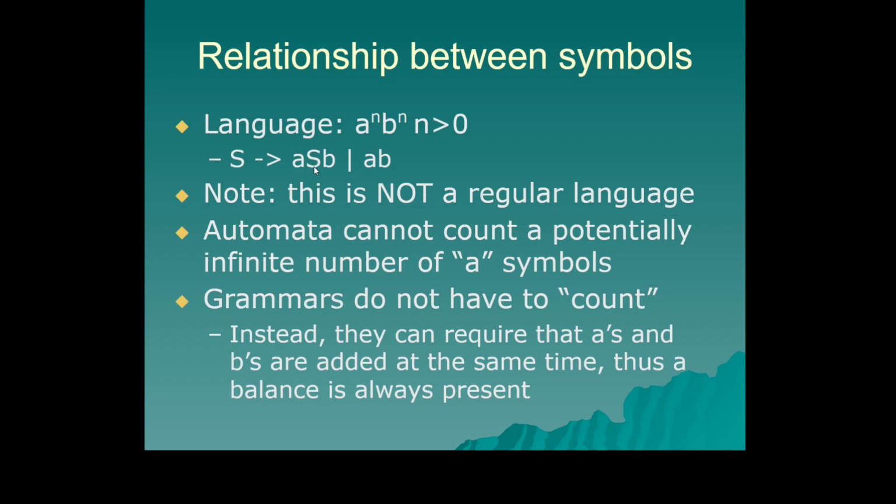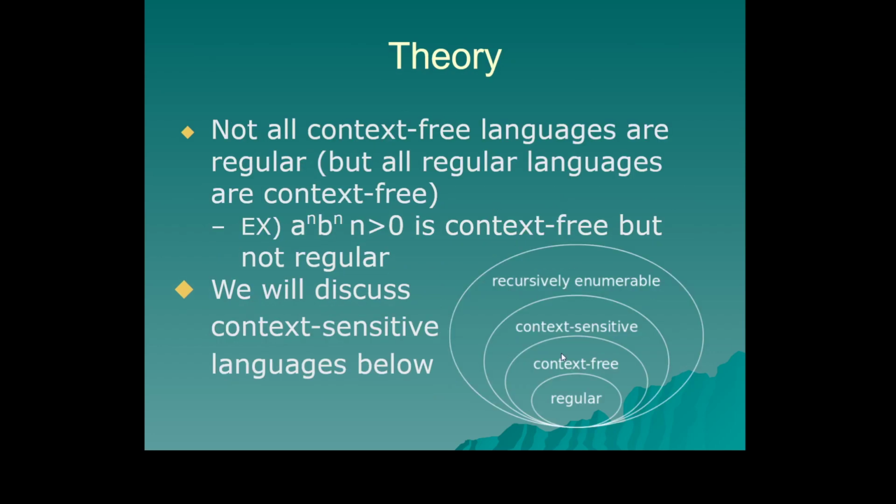Really what we're doing is building this word out. The key is, when you define a grammar rule, you can add things at the same time, which guarantees that these things are put in the same numbers. There's no way to use this rule to produce a different number of a's and b's. So this is not a regular language, but it is pretty easy for a grammar to define a rule for this. We don't have to count. Instead, we can just add things at the same time. So a to the n, b to the n, n greater than 0, is not a regular language, but it is a context-free language.